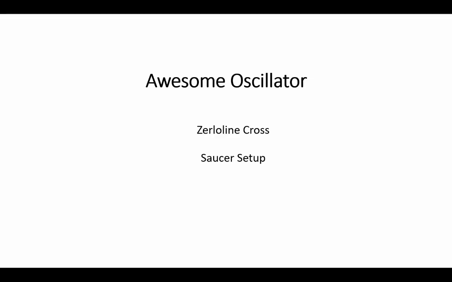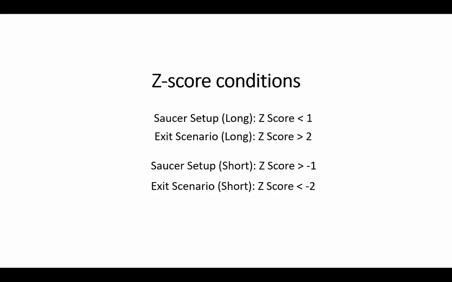Hey there, and welcome to a follow-up tutorial on the indicator spotlight that we did on the C-score. So in this little video, we'll talk about the awesome oscillator setups, show how to call the zero line cross, and then also how to set up this saucer setup that I mentioned.